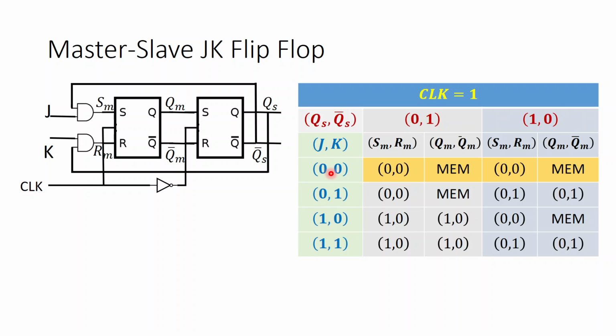So for 0 0 JK input, what would be my SMRM when QS bar is 0 1? So you have to read it like this, and here you are reading what is my SMRM input when QS bar is 1 0. So you can very well understand, since JK passes through an AND gate, JK being 0 0, SMRM will be 0 0 irrespective of what QS and QS bar is. That means QM bar will be memory state. Since SMRM is 0 0, QM bar is memory state for both these outputs. That means whatever QS and QS bar are, it does not matter, QM bar will remain the same.